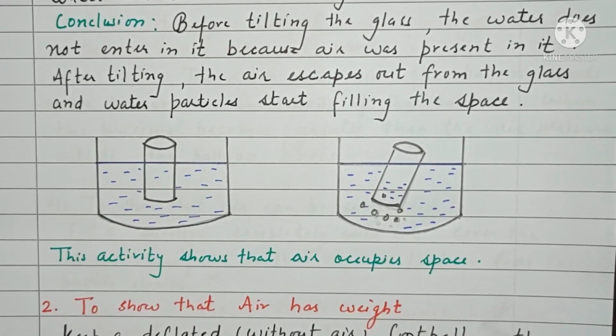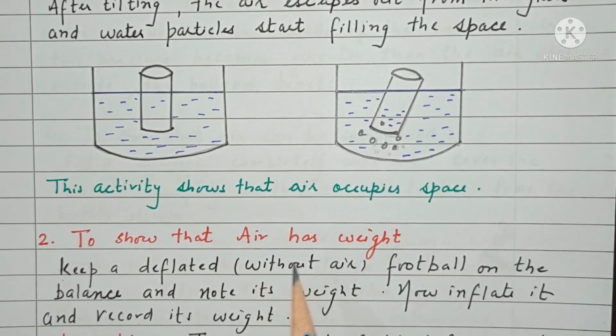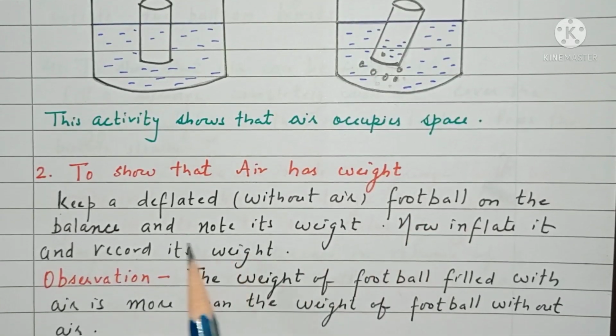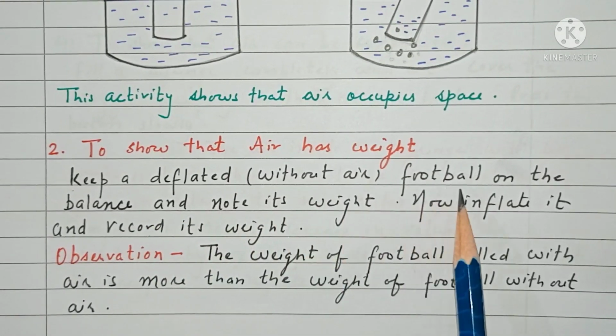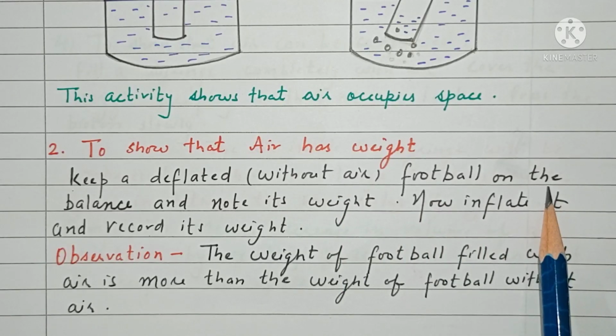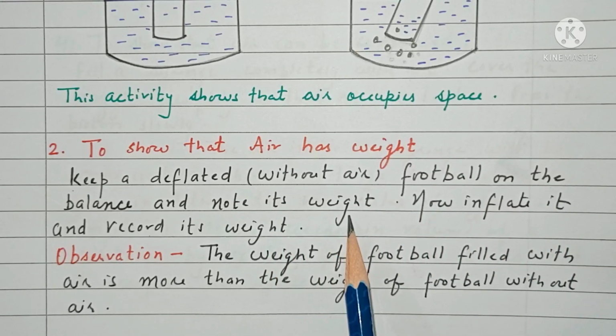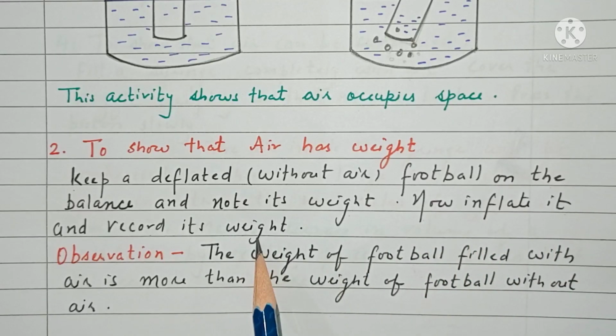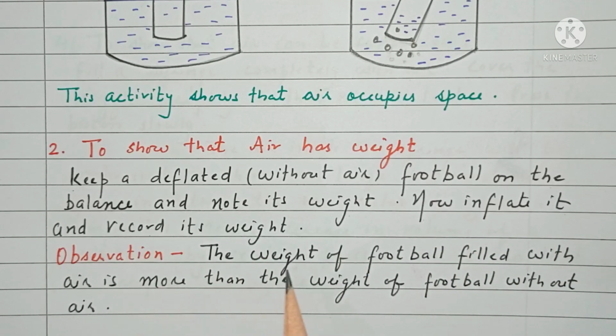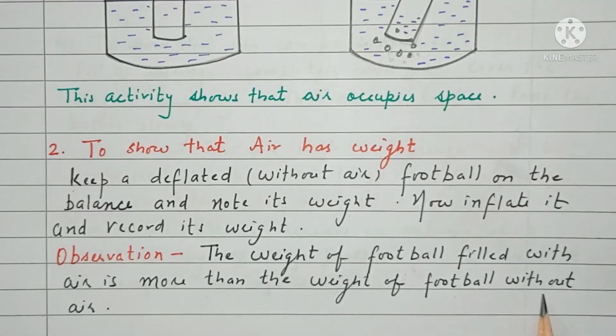Now, the second activity to show that air has weight. Students, keep a deflated, means without air, football on the balance and note its weight. Now inflate it and record its weight. So the observation is the weight of football filled with air is more than the weight of football without air.